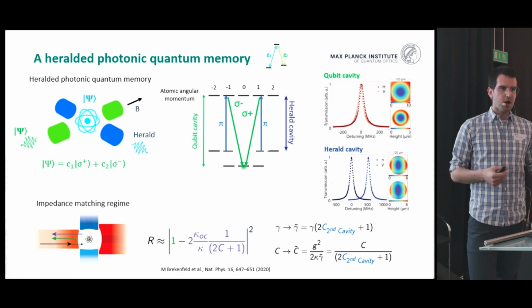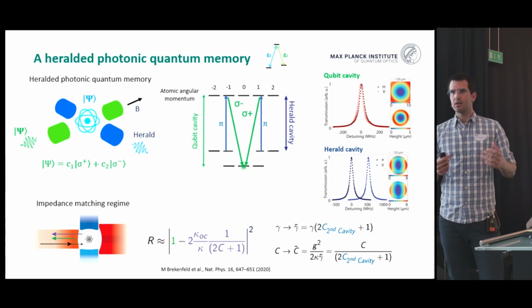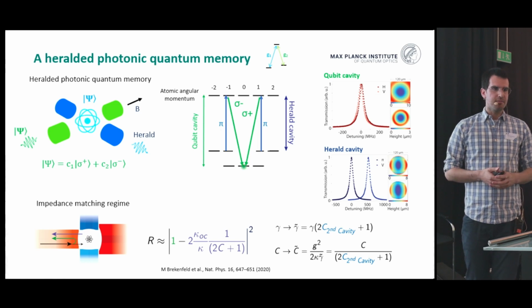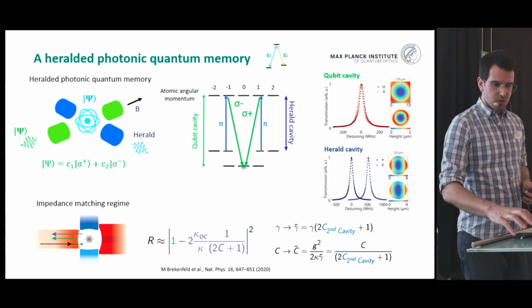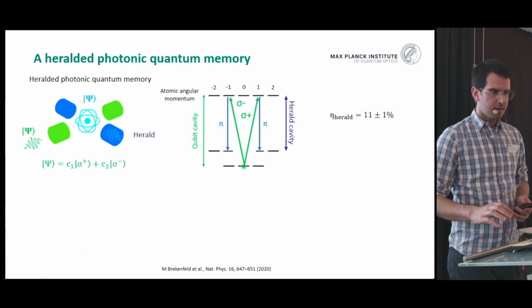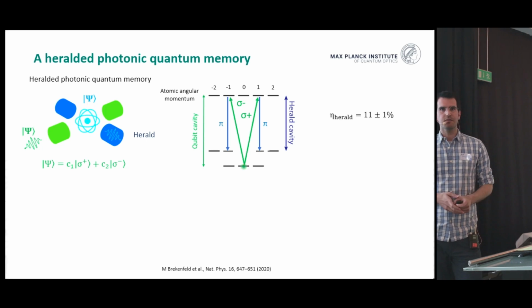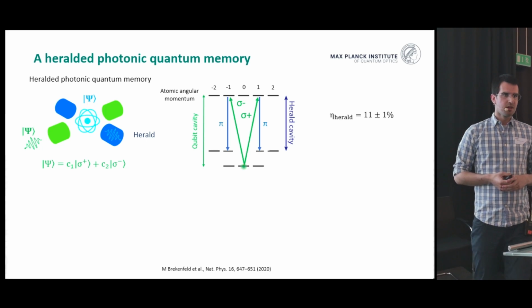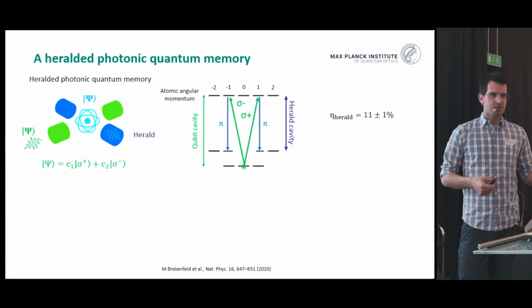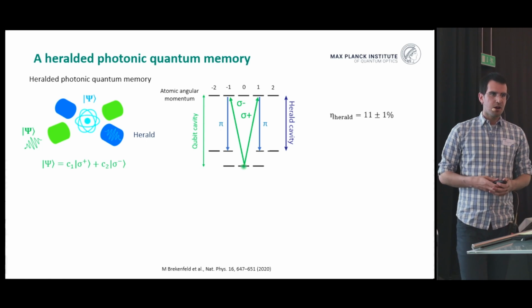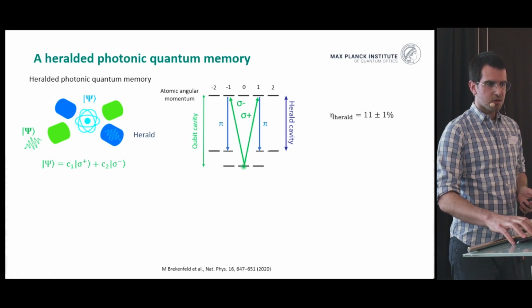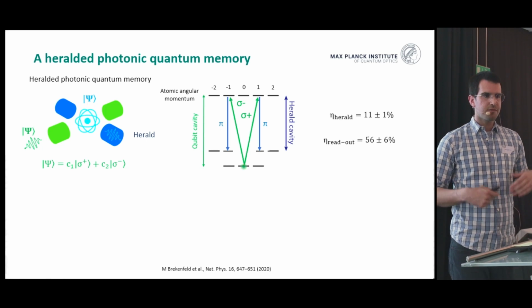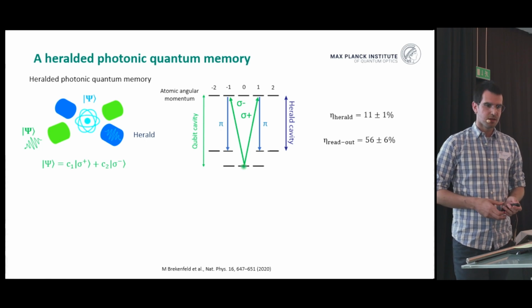And for this to happen, we actually need a high cooperativity in the two cavities. So the efficiency in this scheme is 11% for the Herald generation and detection. This includes generation, transmission, and detection losses. And later for the readout efficiency, we have 56%.